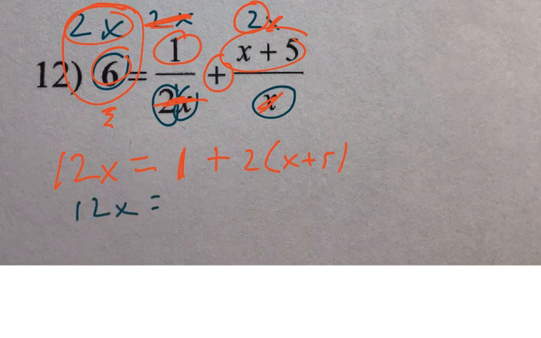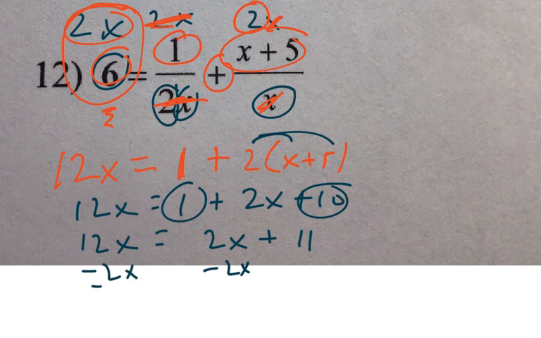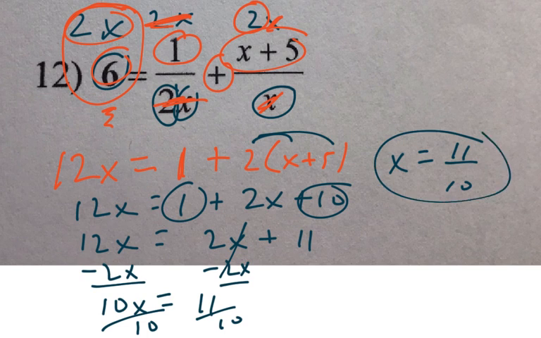So 12x equals 1 plus, distributing into 2, 2x plus 10. 12x equals 2x plus 11. 10 plus 1 is 11, right? Now I'm going to minus 2x to get the x's together. So 10x will equal 11. And now I just need to divide by 10. So x must be 11 tenths.